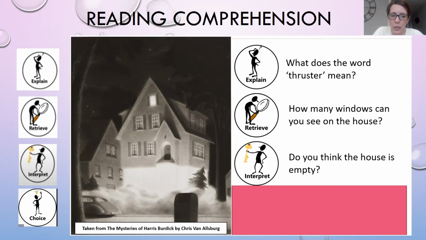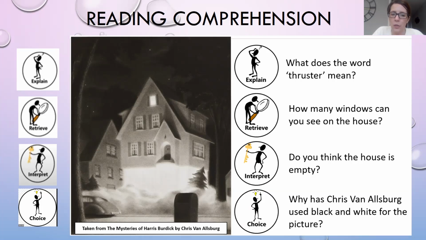Okay, and the last question is a choice question. Why has Chris Van Allsburg, the illustrator, the author of the book, used black and white for the picture? Pause the video and have a think. Okay, well done. I think that he has used black and white in this picture to make it look spooky and creepy, to make the reader get that spooky feeling. What did you think?